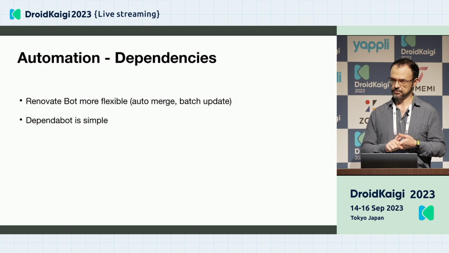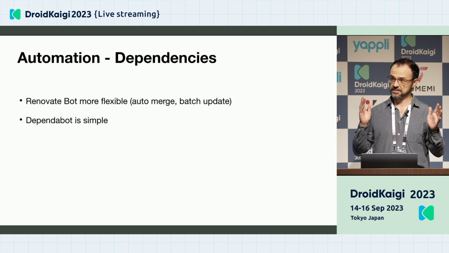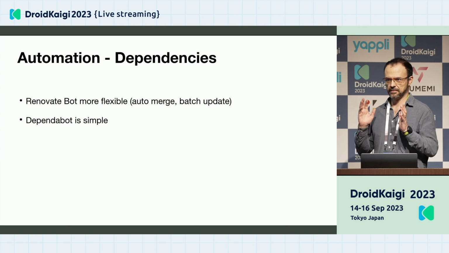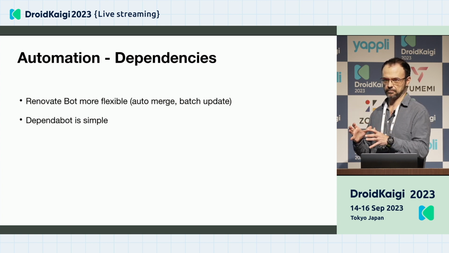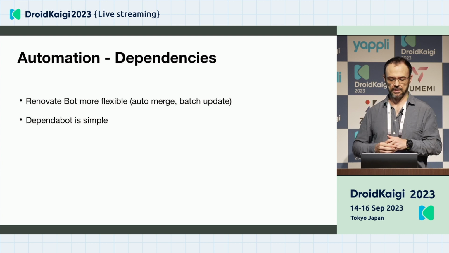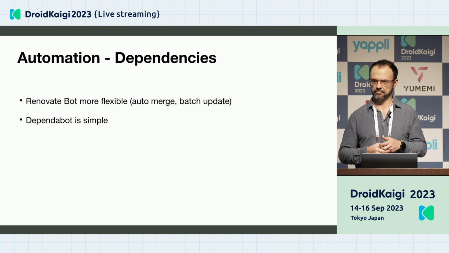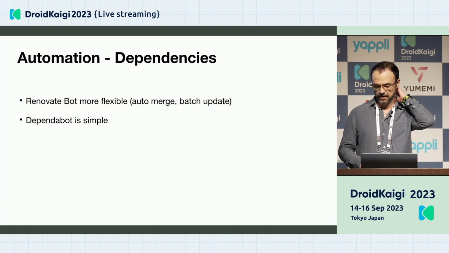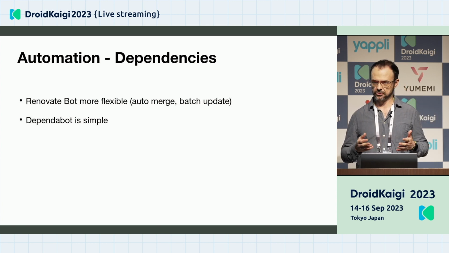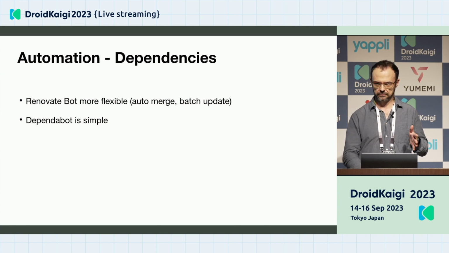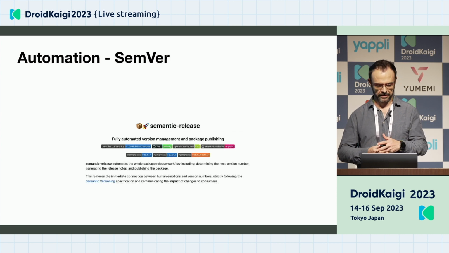RenovateBot is more flexible. You can allow things like auto-merge dependencies. You can batch them, so something like make a pull request for this entire group, everything related to Android Compose or to Android Material. And Dependabot is more simple. Dependabot just finds new versions and makes a PR, but I think it's a fantastic way to keep your open source repository up to date without you having to individually check everything.